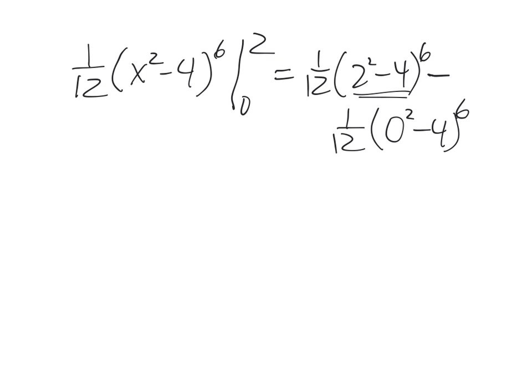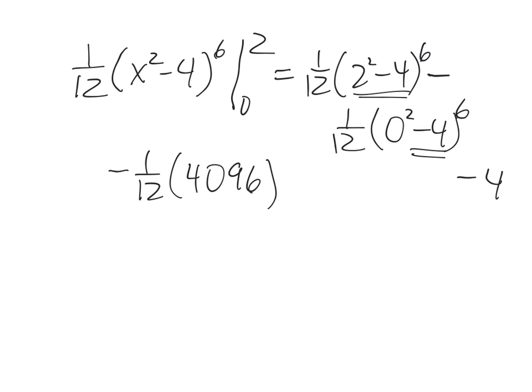Okay. And what we end up with, well, actually, this part turns out to be 0. So we'd have a negative 1/12 times, well, negative 4 to the 6th power. Negative raised to an even exponent will give us a positive, and 4 to the 6th is what? Somebody help me out with that. Can't quite do that one in my head. 4,096. And then it was a negative. Actually, no, it will be a positive.